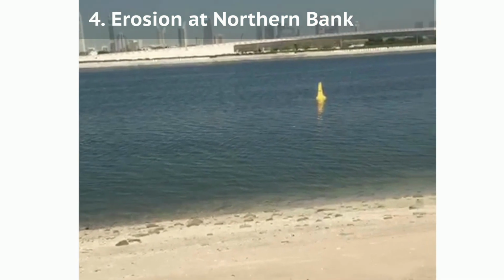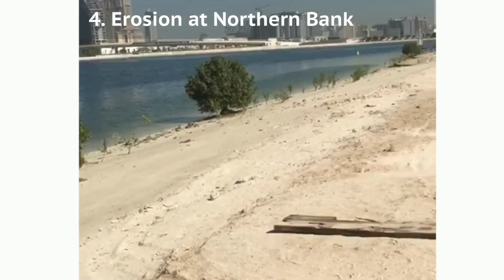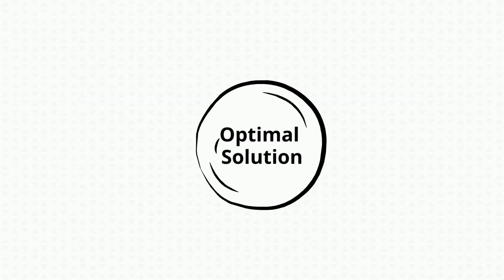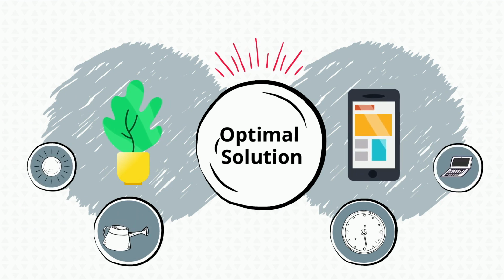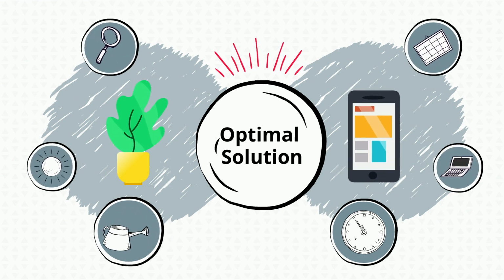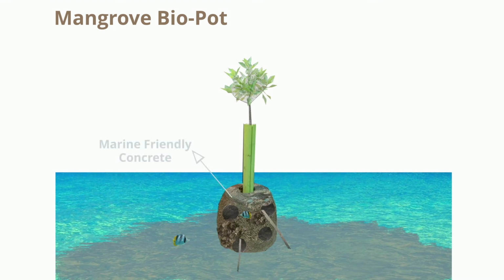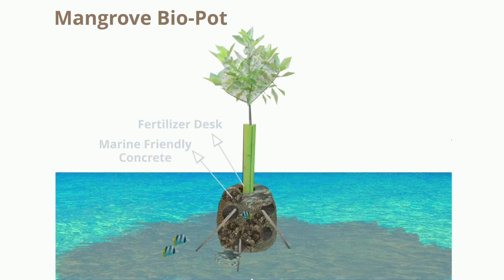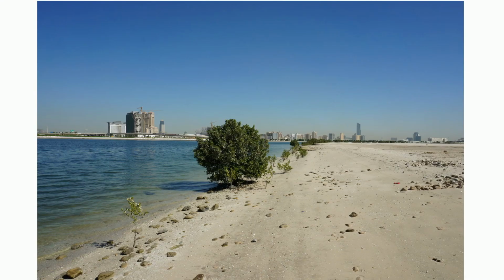The major problem chosen is number 4, erosion at the northern bank in Dubai mangroves. The optimal solution will comprise planting the mangroves in biodegradable pots that will be integrated into a system of smart planting. The biodegradable pot will ensure mangrove seedling growth. It will be made of marine-friendly biodegradable concrete, a slow-release fertilizer disk that ensures nutrients reach the seedling, a rack protector that opens up as the stem grows, and a hole to allow for marine life to coexist.